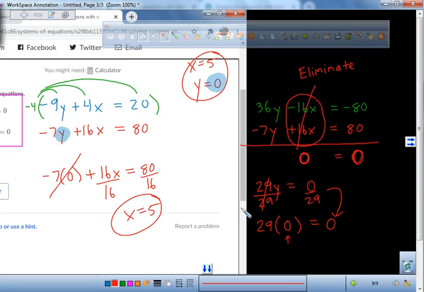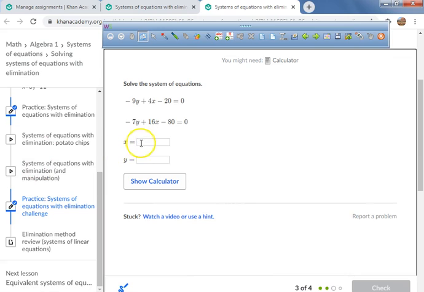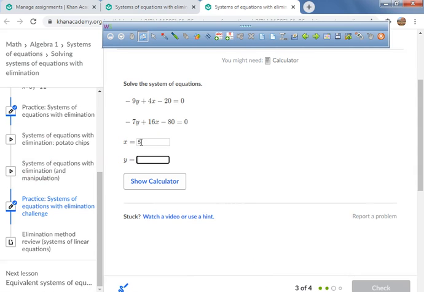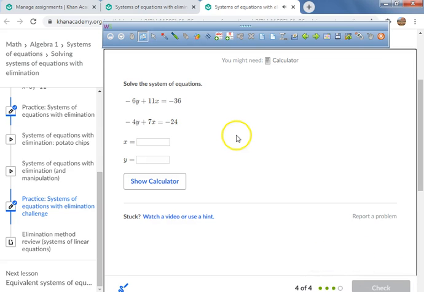Hopefully this one was like, okay, I kind of see what's happening here. It's a little bit easier, not as difficult as I thought. All right, so x was a 5, y was a 0, and nailed it. Next one, and the last one.